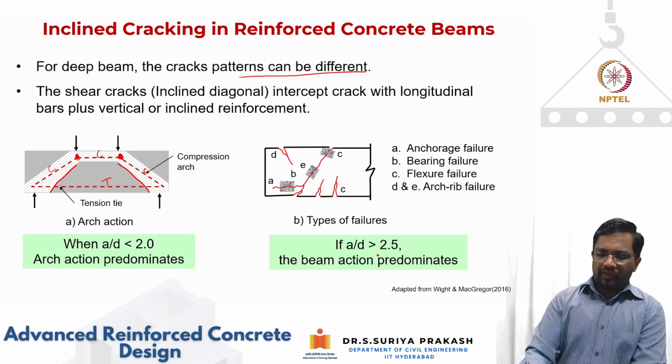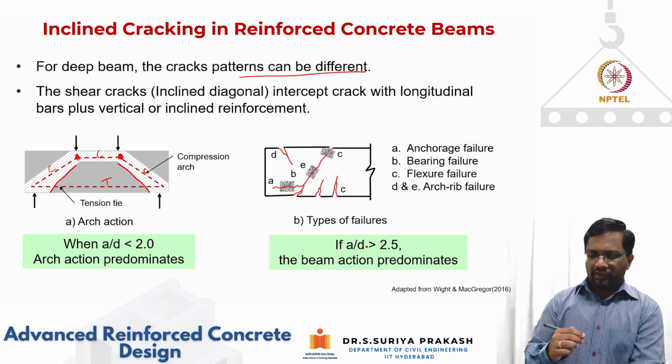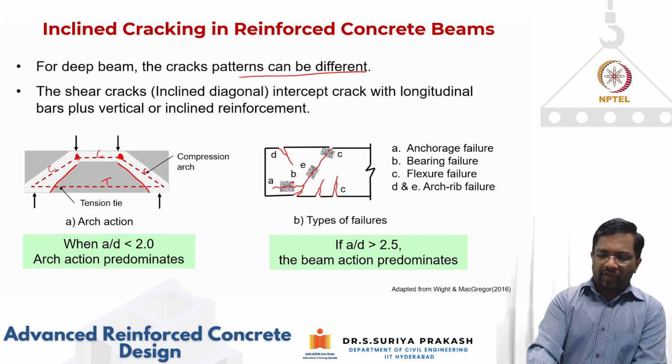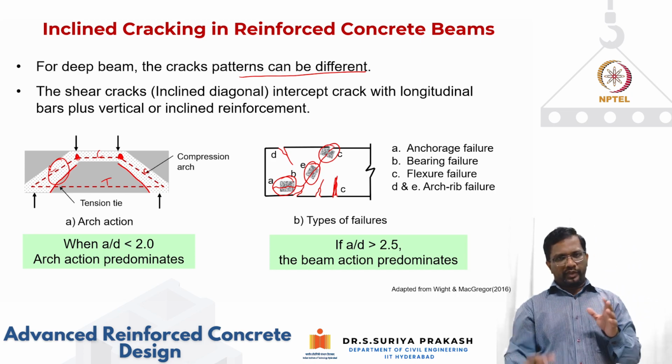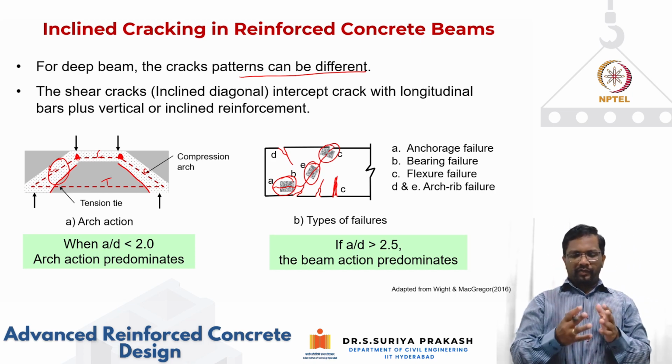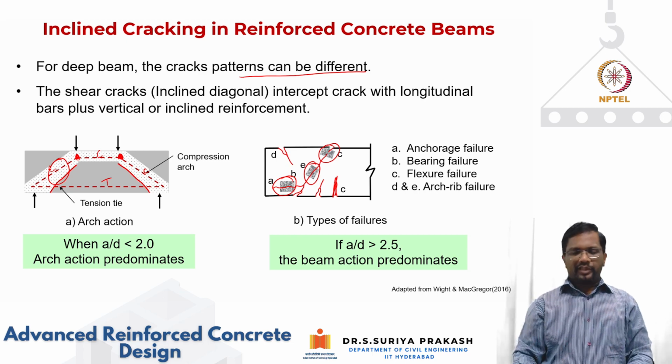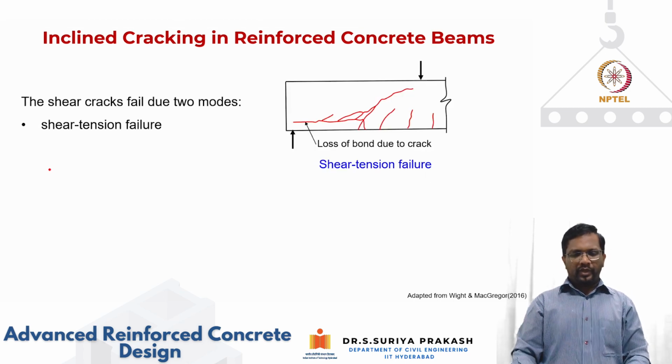Okay, and so again, when you have members that are failing in arch action, different failure modes are possible. For example, you can have anchorage failure of this tension tie, and you can have a flexural compression failure of this node. Then you can also have failure due to this large cracking due to flexure, and then this arch rib also can fail. So these are different types of failure modes when the beam is acting like a deep beam, where the arch action is predominating the behavior.